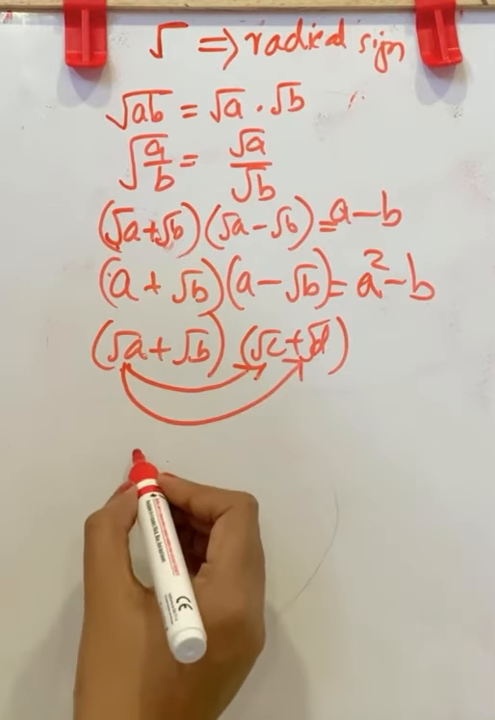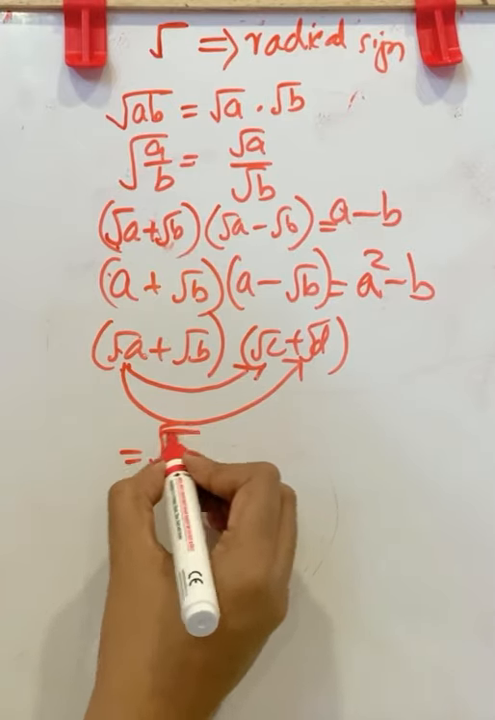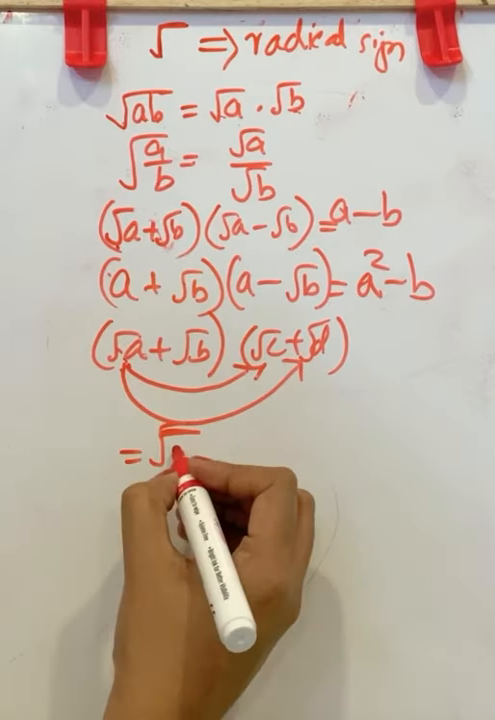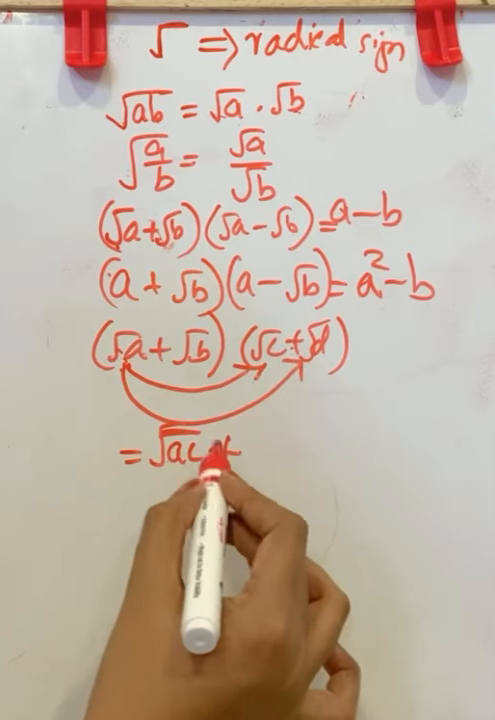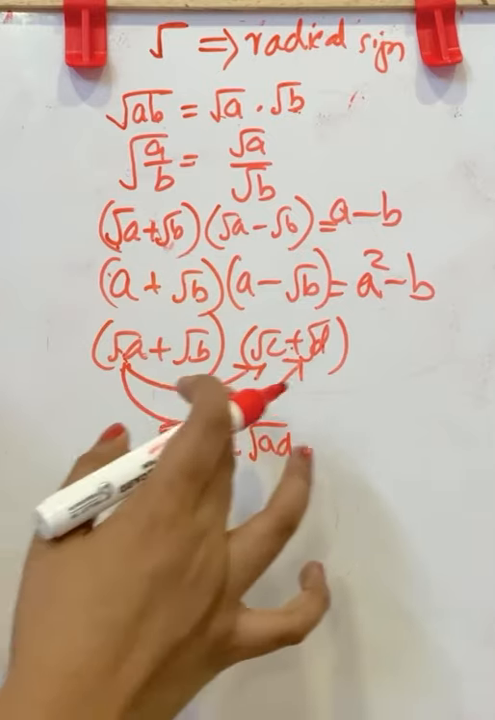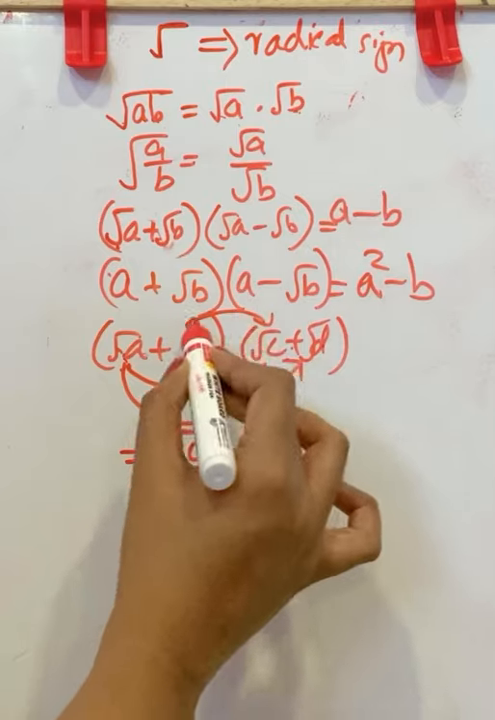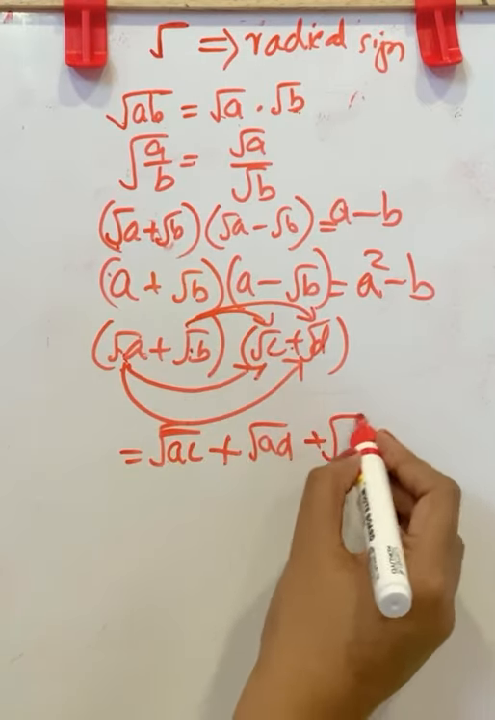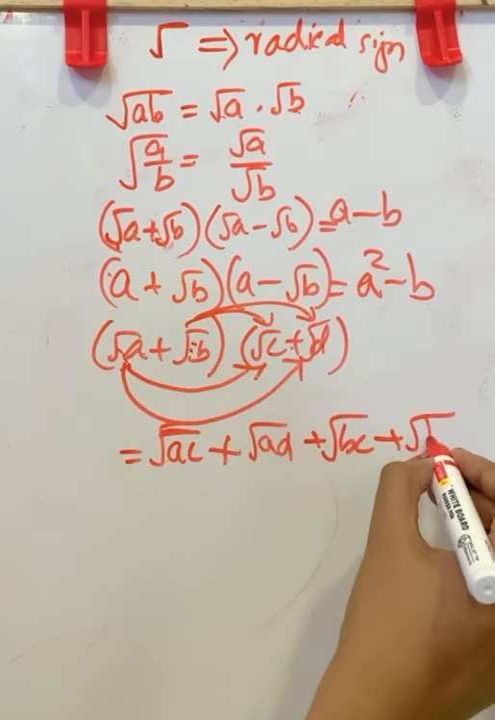How will you distribute? √a into √b is √ab. Like that, √a into √c is √ac. Now here it is plus √a into √d is √ad. Now we distributed √a with c and d. Now next is distribute √b to c and d. √b into √c is plus √bc, plus √b into √d is √bd.